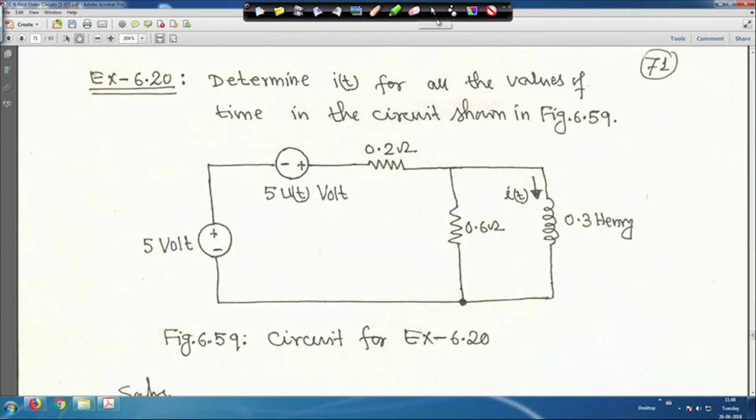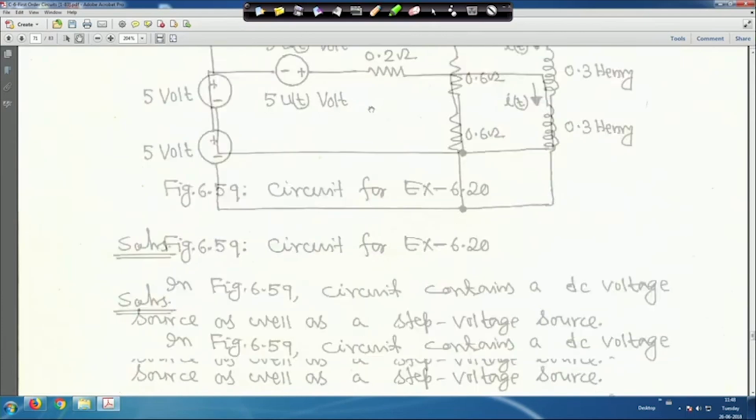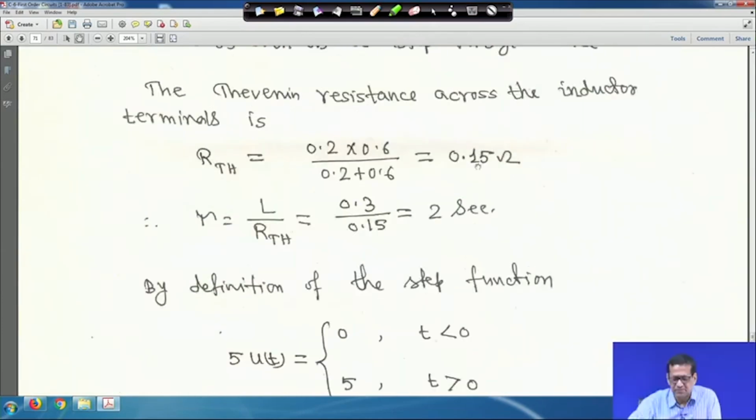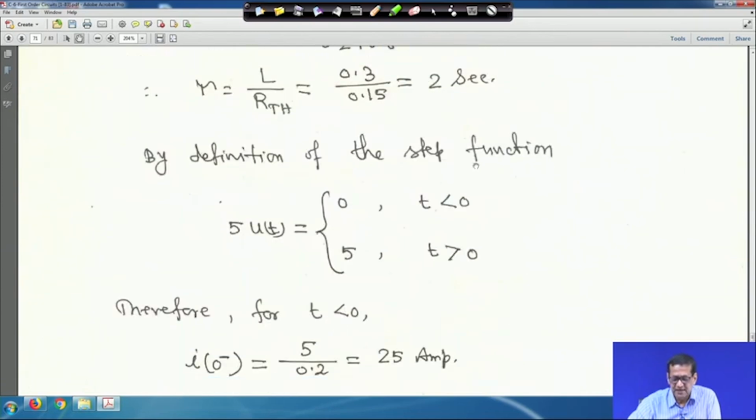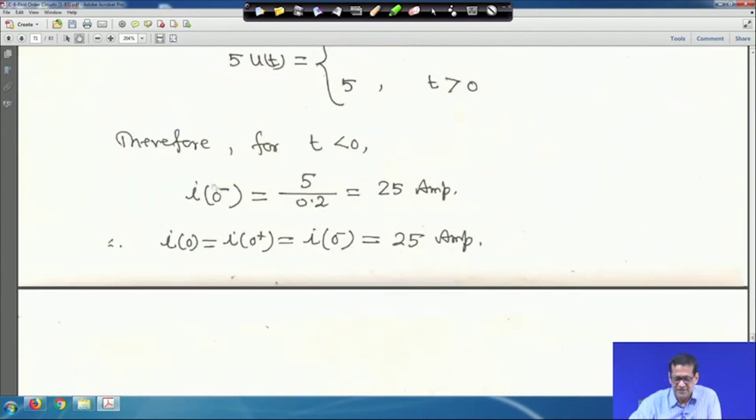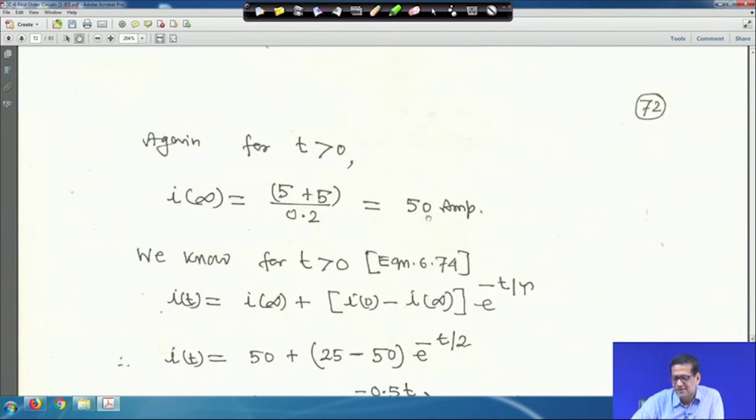So, now come to this solution. In this case R Thevenin is coming around 0.15 ohm, and tau is equal to L by R Thevenin, coming 2 second. By definition, 5 u(t) is equal to 0 for t less than 0, and it is 5 for t greater than 0. So, I(0-) I told you is 25 ampere, I(0) equal to I(0+) equal to I(0-) equal to 25 ampere, because at the time of switching the current through the inductor cannot change instantaneously, right. And for t greater than 0, I(infinity) I told you will be 50 ampere, I showed you, right.